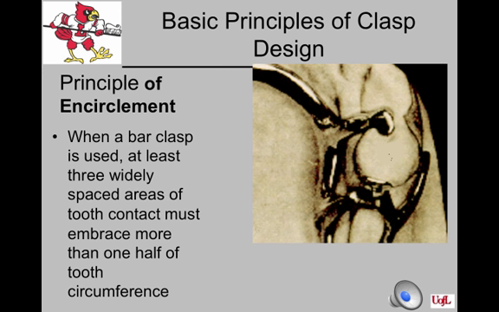According to the principle of encirclement, when a bar clasp is used, the framework must have at least 3 widely spaced areas of tooth contact that embrace more than 1/2 of the tooth's circumference. The example in the picture shows this requirement being met.